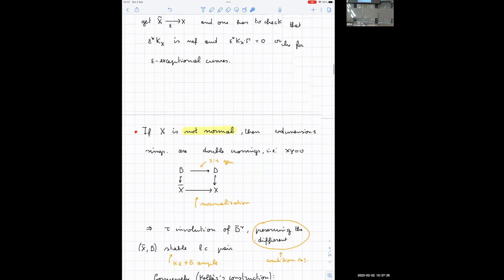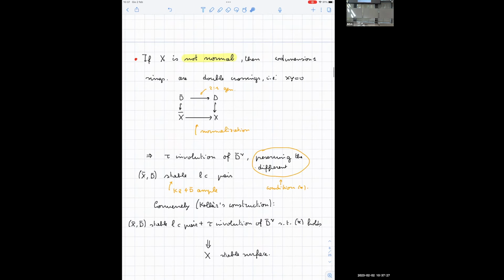But let me go to the non-normal case. What do semi-log canonical singularities look like in the non-normal case? In dimension one, you have what are called double crossings, the analog of the singularities you get in the curves, like normal crossings.